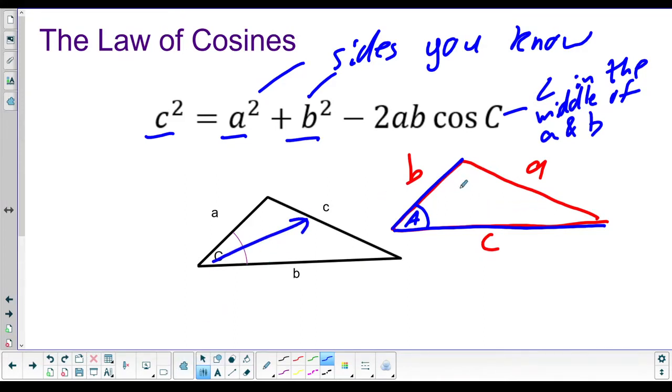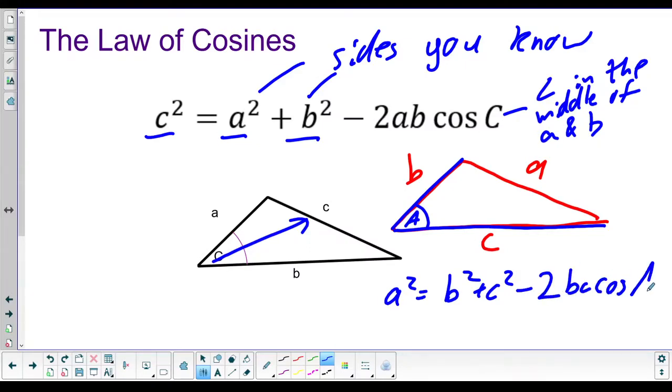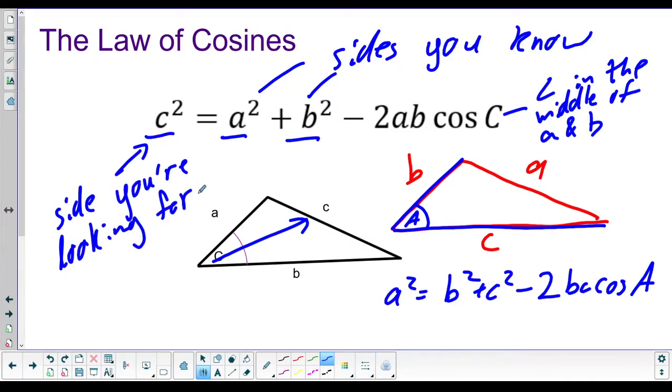So if we knew B and C from here, the law of cosines can be rewritten as A squared equals B squared plus C squared minus 2BC cosine of A. If I permute these, or rotate the letters around again, we could get a third version where b squared equals some stuff. The point is, C is the side you're looking for, and then A and B are the sides you know. That's really how you're going to keep these straight. That'll tell you how to label them.